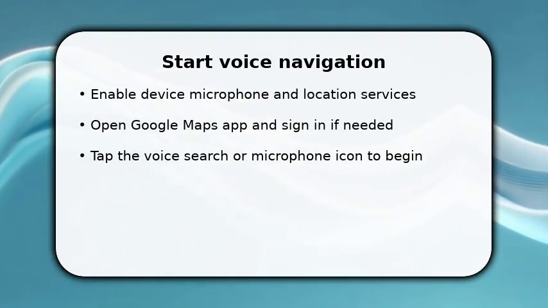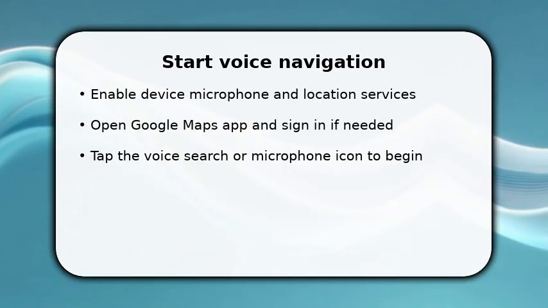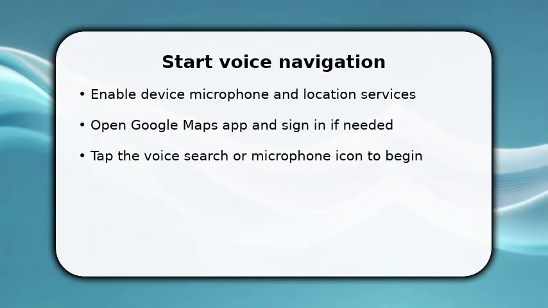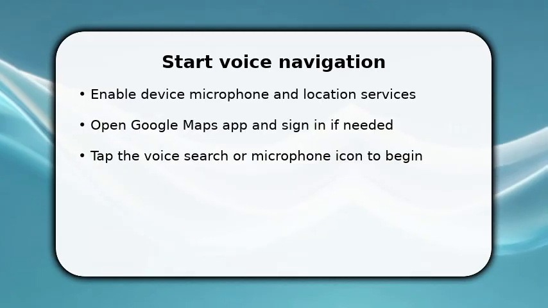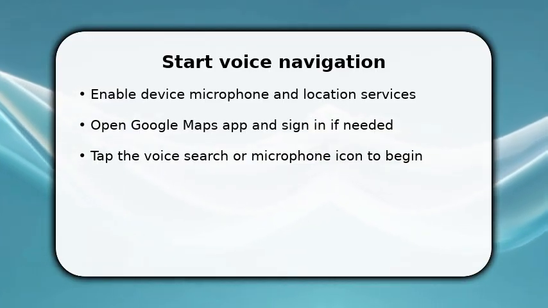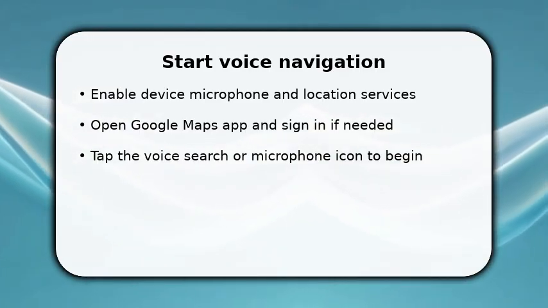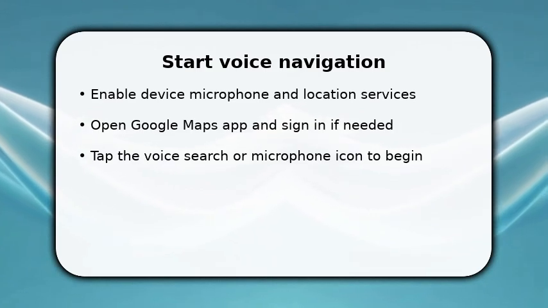Tap the microphone icon or voice search to start speaking your destination. Speak naturally and include specifics like address or business name. This first step gets the assistant context, which speeds routing and reduces reprompts. So verify permissions if voice fails before moving on.